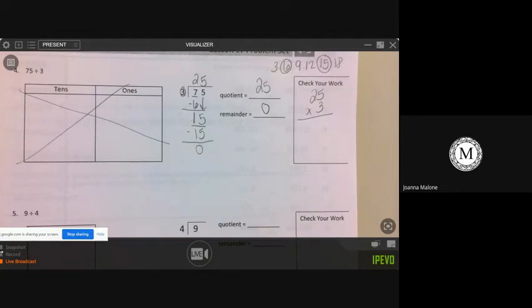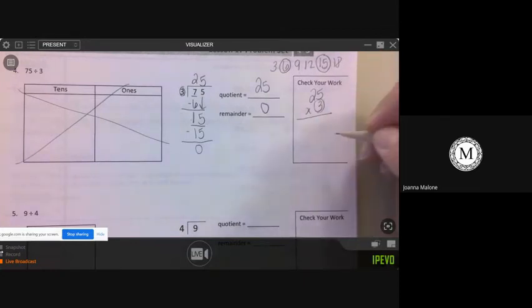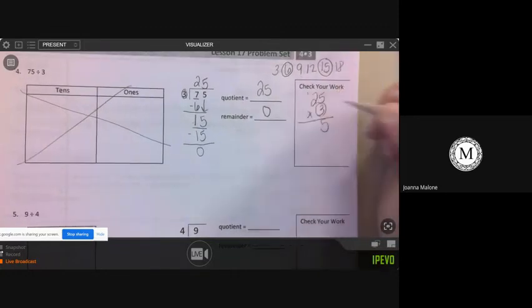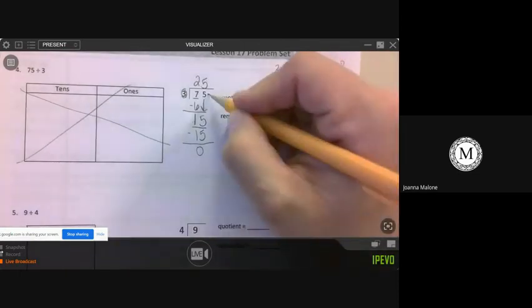Quotient times divisor, right? Addie, what do we multiply? Quotient and divisor. You got it. Circle that magic number. What's 3 times 5? Everybody, 3 times 5? 15. Carry my 1. 3 times 2? 6. Plus 1? 7. Good job. Did we start with 75? Yep.